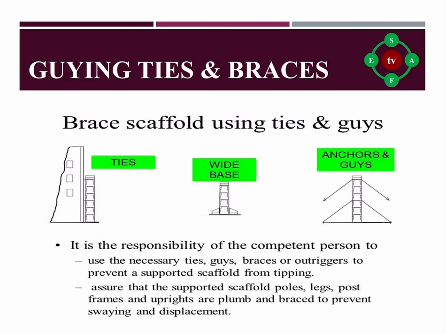Guying ties and braces. Guys, ties, and braces are used to provide additional support for workers when using scaffoldings to prevent tipping. It should be installed according to the scaffold manufacturer's recommendation or when the base reaches a height ratio of 4:1.